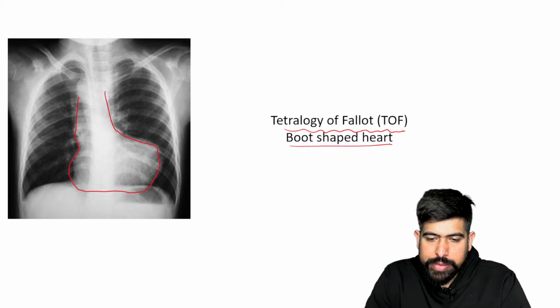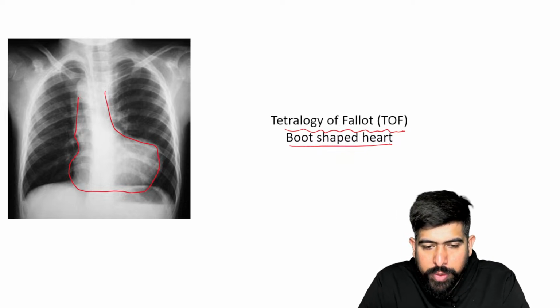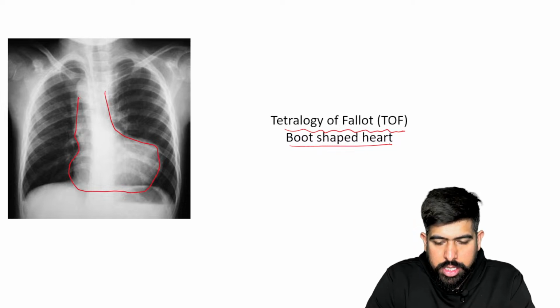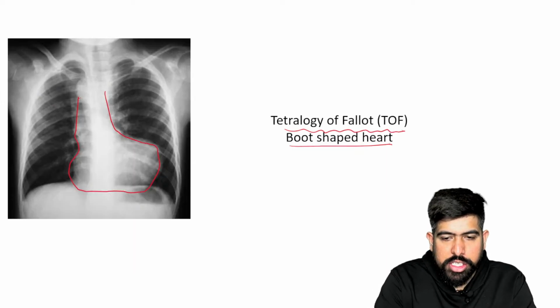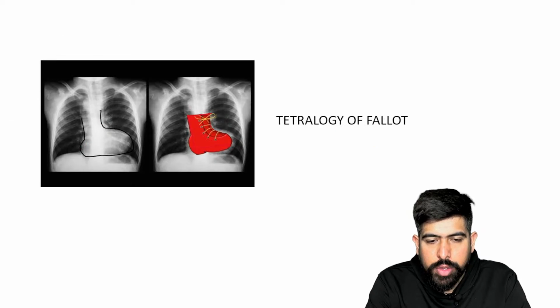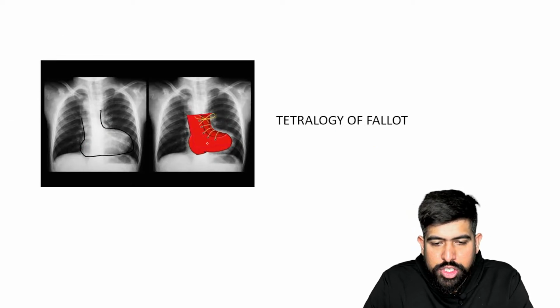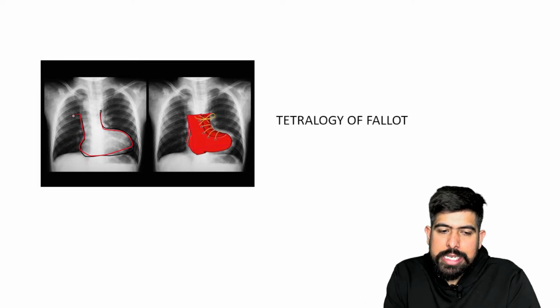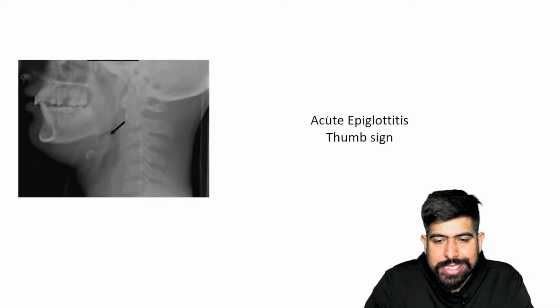Very good. Should we move forward? We are done with the coarctation of aorta. We are done with the tetralogy of Fallot. So please remember, this is the boot-shaped heart. Okay, let's move forward. This is the next.